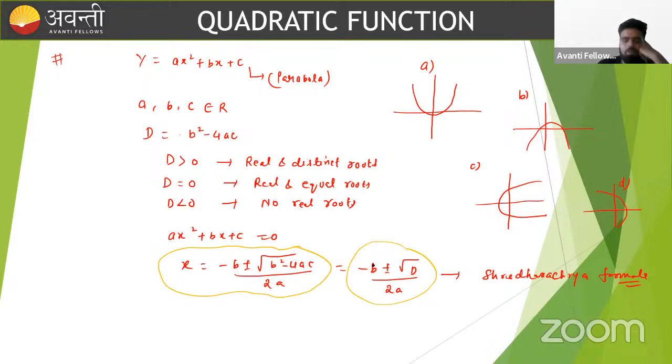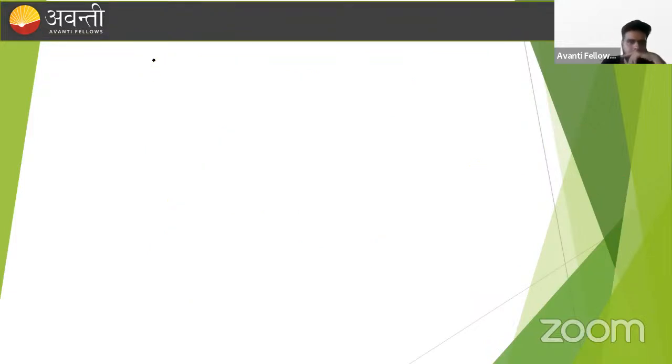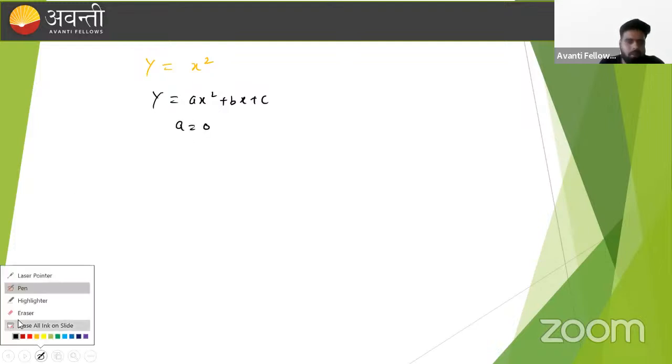Here are some important points we have to understand, beta. Suppose an equation is given, y equal to x square, and suppose you want to draw the graph of this parabola, how can we draw it? First of all, whatever quadratic is given, we compare it with the standard equation, ax square plus bx plus c. If we compare these two equations, a equal to 1 here.